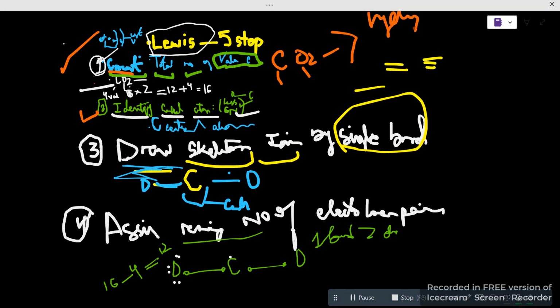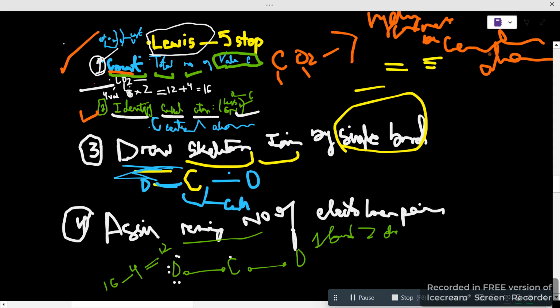hydrogen can never be a central atom. I'm sure you know this is so common. Have you ever seen hydrogen in the middle and carbon attached on its side? I have never seen that before. Just because hydrogen has only a single electron, it only completes with two electrons shared.